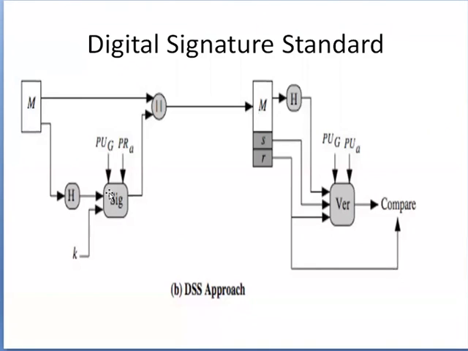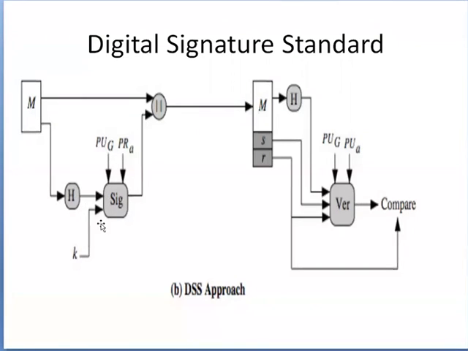So this is the signature function. The hash key generated from the message is given to the signature function. There is also k, a random variable which we create and give to the signature function. Now this is PUG, the global public key component, which we need to calculate. How to calculate it, I am going to tell you in the next slides. This is the private key, which we also give to the signature function. So what are the signature function's inputs?